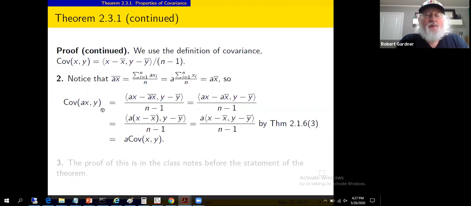Then we're getting the covariance of a x with y. By definition, we use this. We just saw a x bar is a times x bar. Hey, we've got an a we can factor out here. The inner products behave in a linear way, so we can bring that scalar a outside. Linearity of inner products is what makes this work. Now we're left with x minus x bar, inner product with y minus y bar, over n minus 1. Hey, that is the covariance of x and y. So that scalar gets outside by the linearity of the inner product. And like I said, we've already done part 3 in the notes.